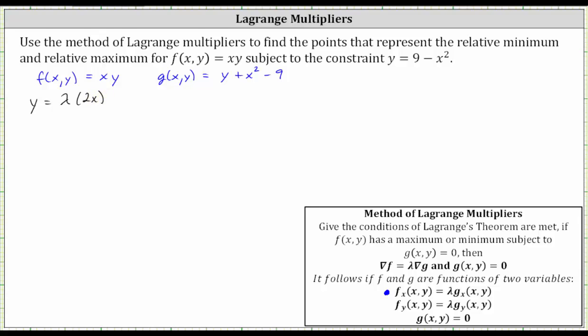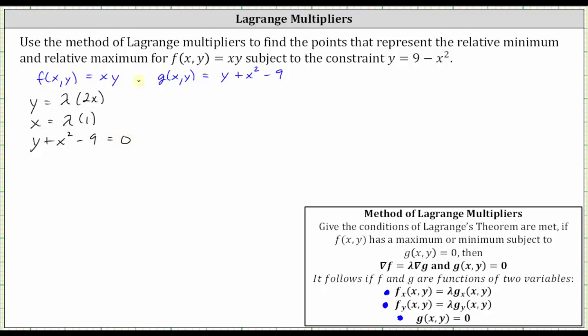The next equation is the partial of f with respect to y equals lambda times the partial of g with respect to y. To find the partial of f with respect to y, we differentiate xy with respect to y, treating x as a constant, which gives us x times 1, or x, equals lambda times, to find the partial of g with respect to y, we differentiate y plus x squared minus 9 with respect to y, treating x as a constant, which gives us 1 plus 0 minus 0, or just 1. The third equation of the system is g of x comma y equals 0, which is y plus x squared minus 9 equals 0.